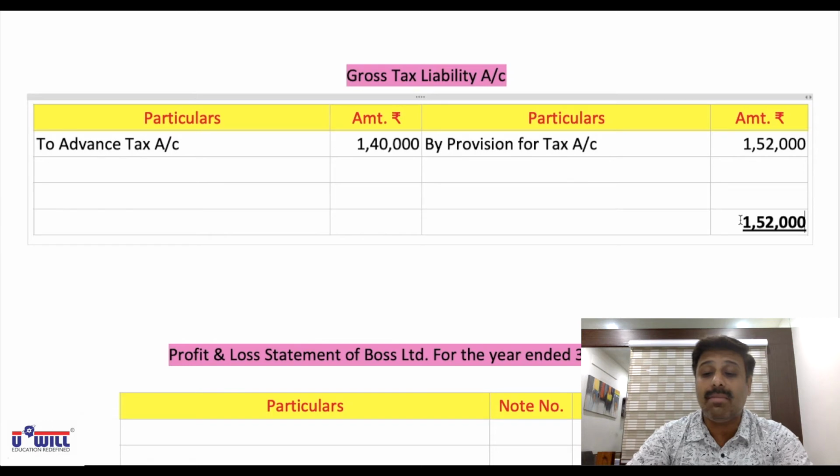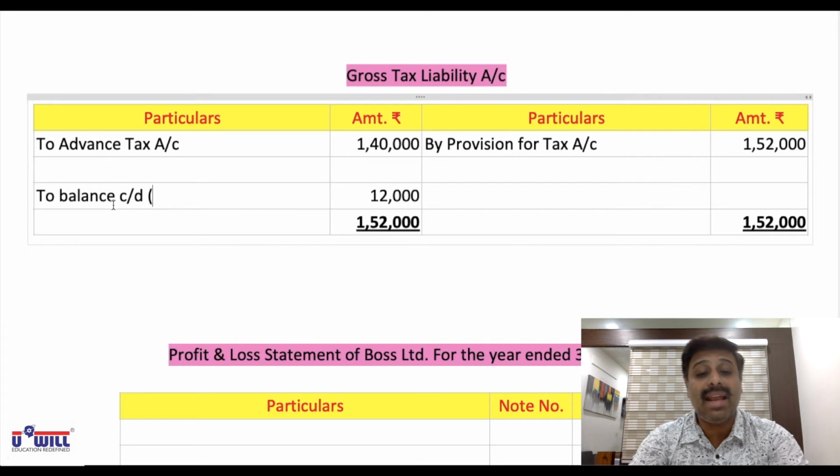Now understand this. Against 1,52,000, we have already paid advance of 1,40,000. So what is the balancing amount? Balancing amount is 12,000. That is still payable. So that is the closing balance. This closing balance will appear in other current liabilities. Okay, tax payable of 12,000. The amount which is still payable, 12,000, will come in other current liabilities.